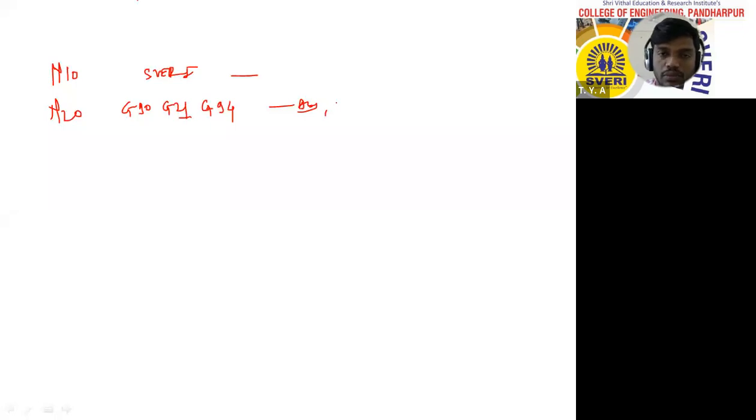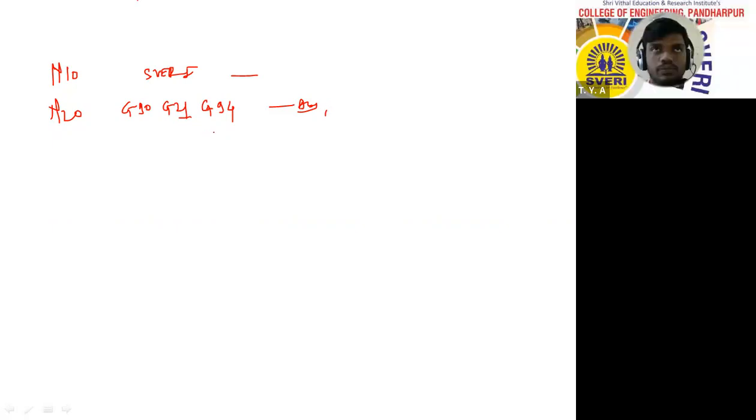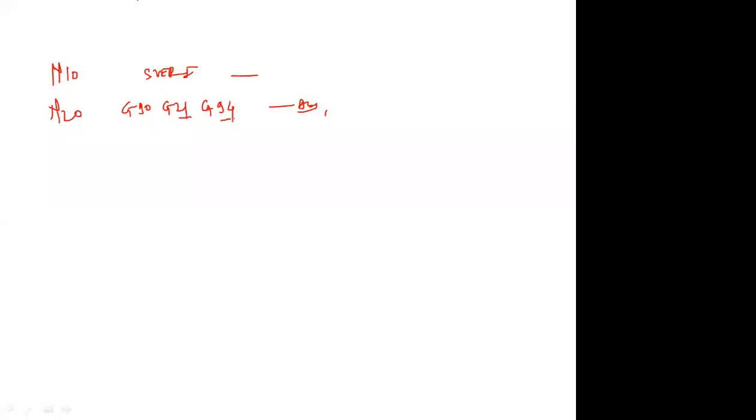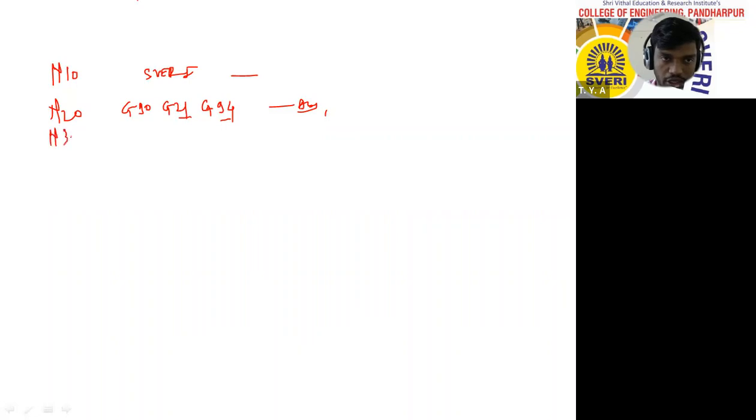G21 कशासाठी घेतलंय तुम्ही? Metric input. Okay, metric. And G94: feed in millimeter per minute. Okay, next block N30.